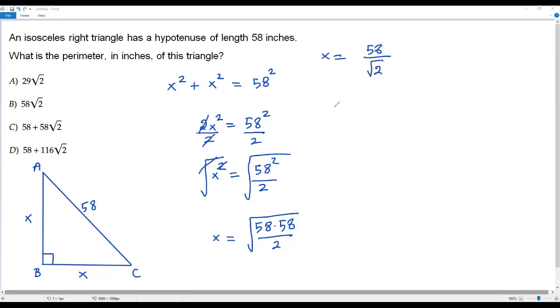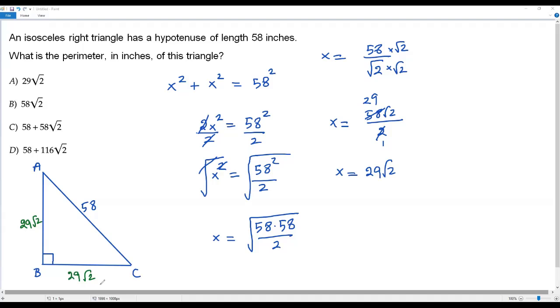Here I got the value of X, but the denominator is an irrational number, so we have to rationalize the denominator. For that, I multiply both numerator and denominator by the square root of 2. Then I am getting X equals 58 times the square root of 2 over, when I multiply the square root of 2 and the square root of 2, I am just getting 2. And here 2 goes into 2 one time and 2 goes into 58 twenty-nine times. So I am getting X equals 29 times the square root of 2. Now I got the value of X. In the triangle, this X can be replaced by the value we got, 29 times the square root of 2, and here also 29 times the square root of 2.